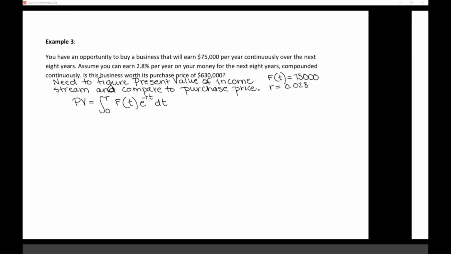The other thing I need is my upper bound on the integral, which is how many years I'm going to hold this investment, and that's 8 years. So here's big T, here's f of t, and here's r. Again, those are all the things I need to plug in, all the constants. Little t here up in the exponent is the variable of integration, so I'm not going to mess with that. Now let me plug everything in.